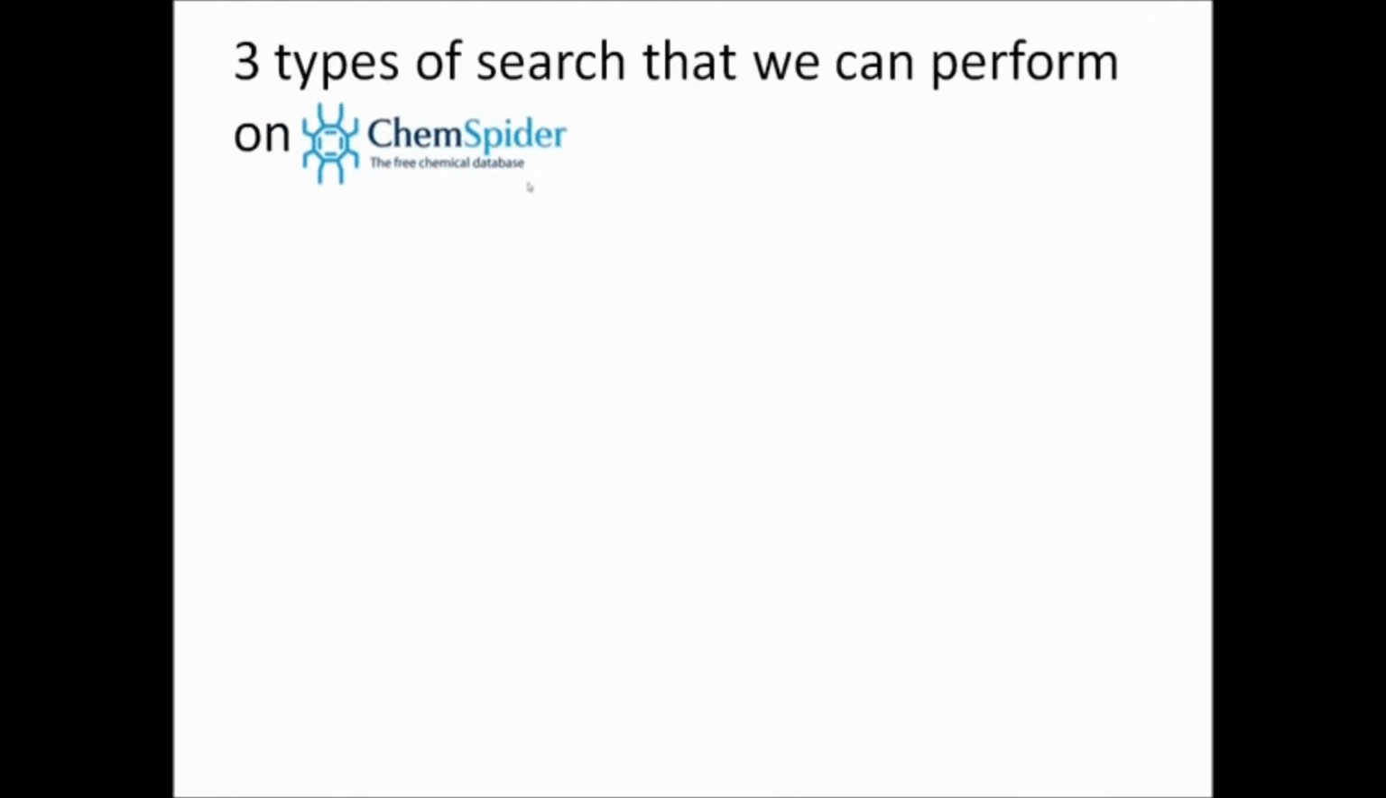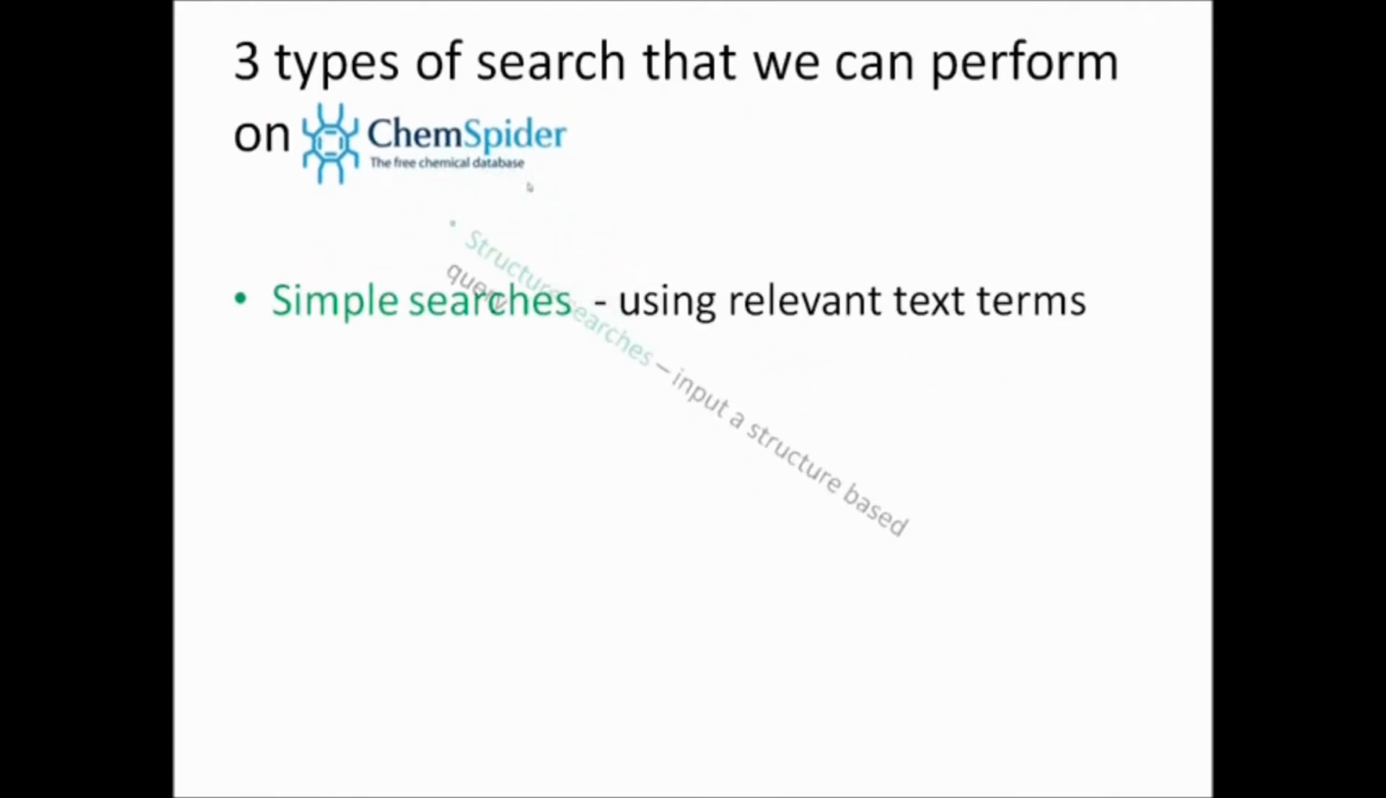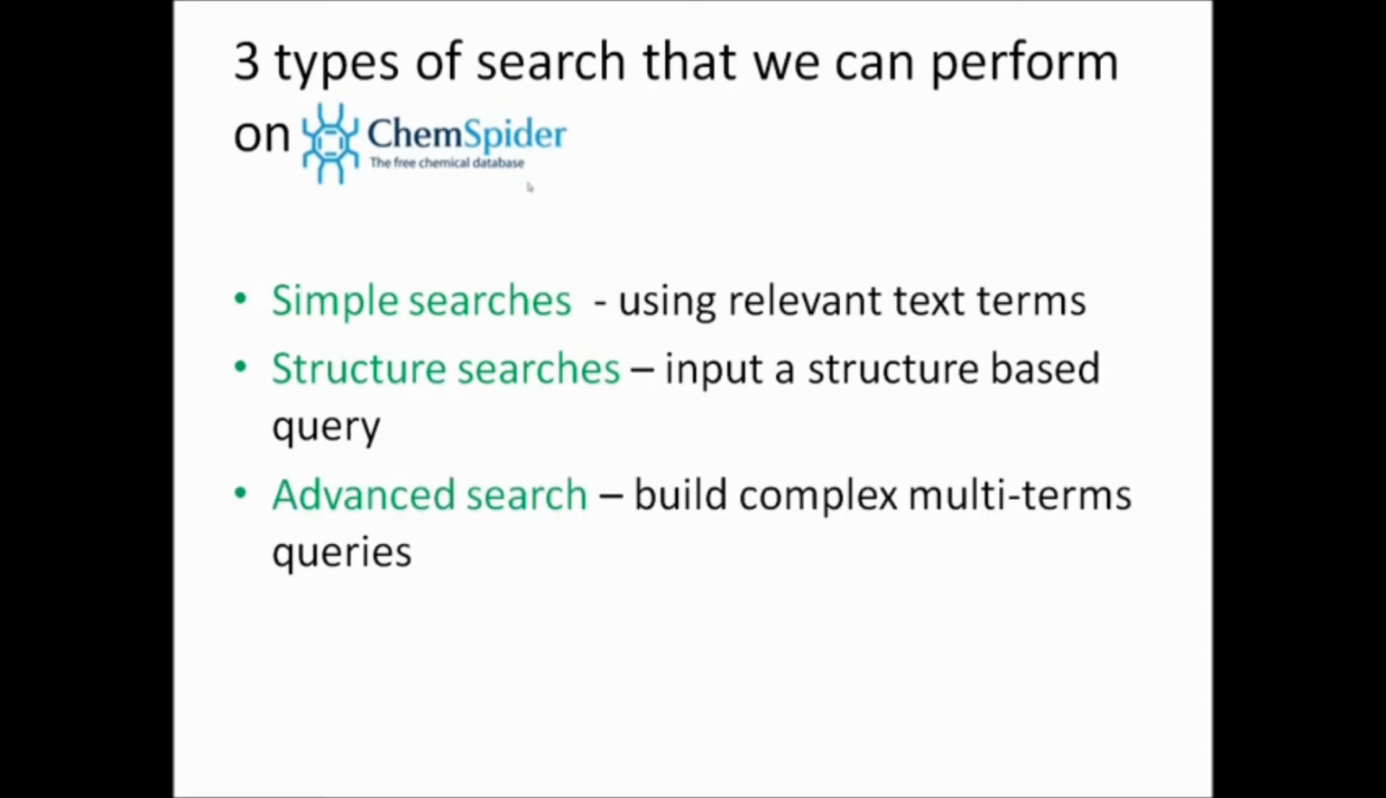ChemSpider. There are three types of search that we can perform on ChemSpider. First is simple search by using relevant text terms. Second is structured search by inputting a structure-based query, and third is advanced search to build a complex multi-term query.